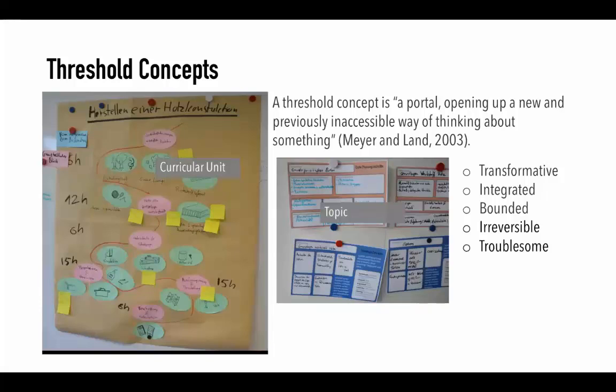And Meyer and Land came up with 5 characteristics of thresholds. They are transformative, so they drastically change how you see a subject area. They're integrated. They touch upon many other different things that you need to understand, which depend on you understanding this one thing. They are bounded, which means they typically are demarcation lines between this subject and another subject. So they define a subject area, or they define a certain academic culture. They're likely irreversible. So once you got it, it's hard to forget.